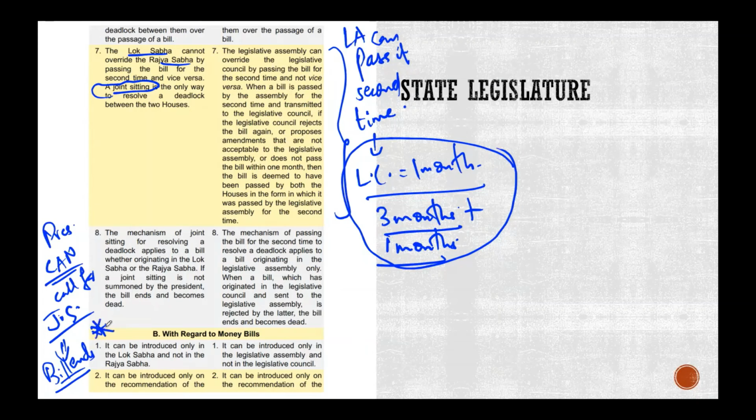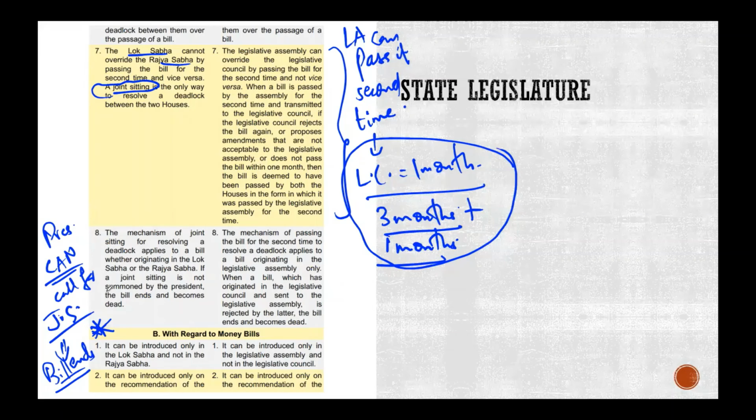Does that make sense? Is that clear? So the president has an option of summoning a joint sitting, but if he or she does not do so, then what happens? The bill ends there and becomes dead. Clear? Now let me introduce another scenario, and this is in the state this time.